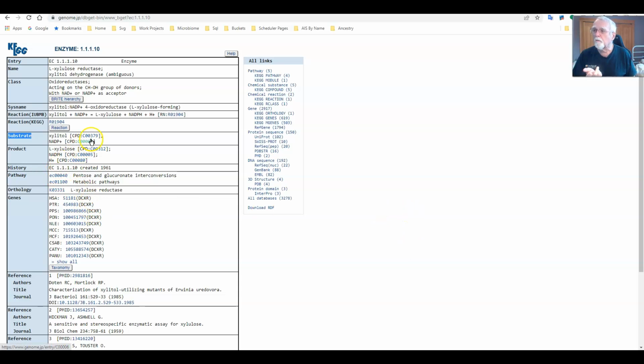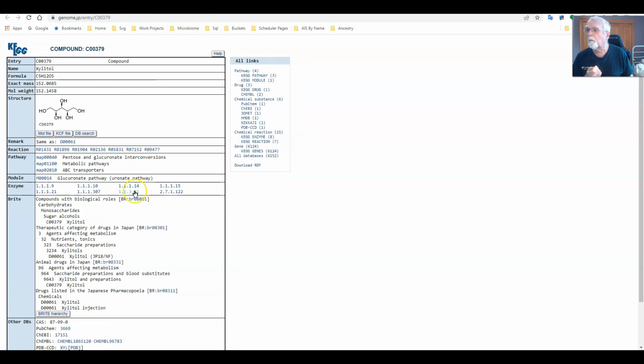So we can find out the name of the compounds, including things like the chemical formula. Sometimes you may have alternative names showing up.